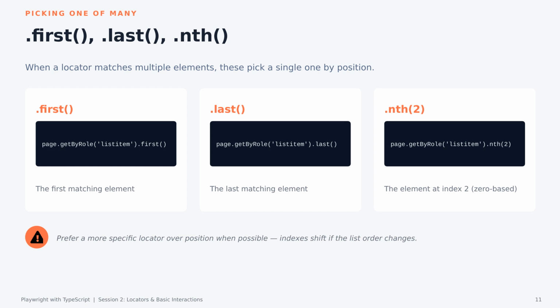One important caution here though: prefer a more specific locator over relying on position whenever you possibly can. Indexes shift the moment the list order changes for any reason. And now your test is quietly pointing at the wrong element without throwing any obvious error.